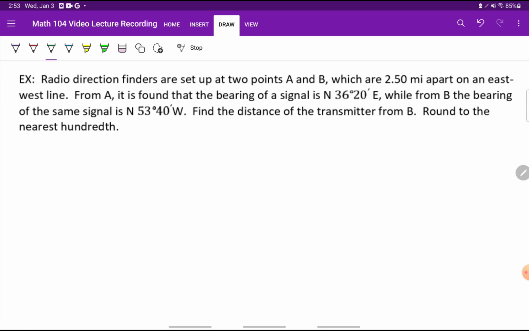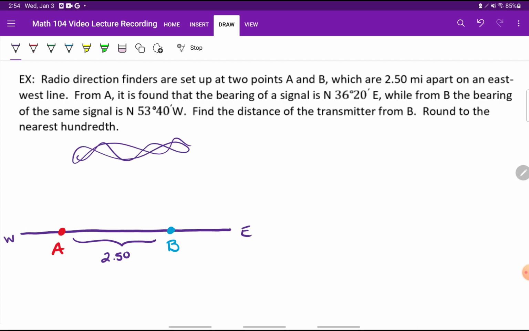As always, we're going to start with a diagram. We've got these radio direction finders, A and B. They're set up 2.5 miles apart on an east-west line. So here's our east-west line. Our A and B, with a distance of 2.50 miles in between. All right, so there's a signal out here somewhere, but they give us bearings.